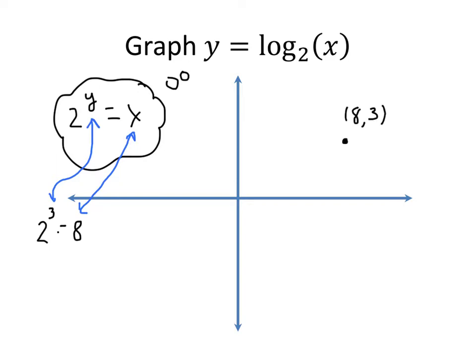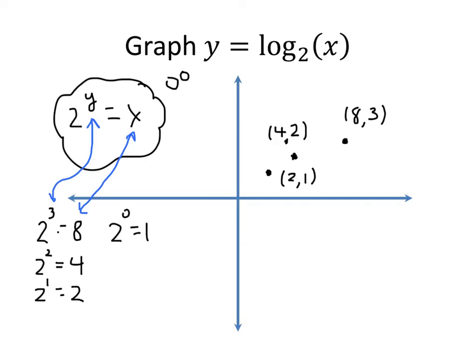What would be some other points we could plot? Well, we know that 2 squared is 4, so that gives us the point (4, 2), right around here. And we also know that 2 to the first power is just 2, so that means we'll plot the point (2, 1). We know that 2 to the 0 is 1, so we plot the point (1, 0).